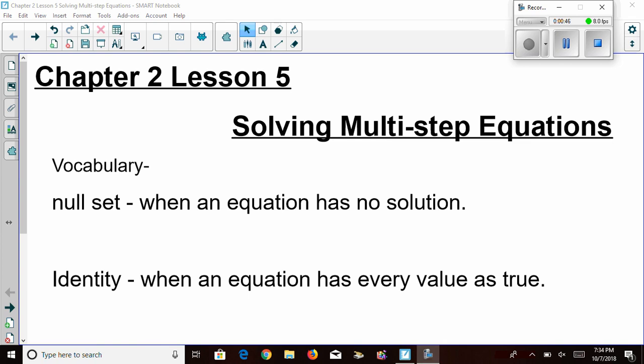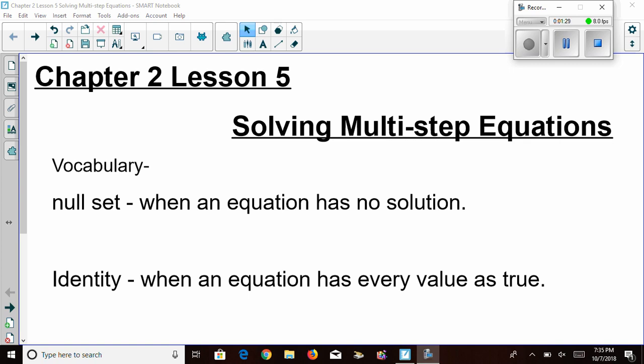First, we have the null set, which is when an equation has no solution. Null set just simply means out of all the set of numbers, nothing we plug into the equation will ever make the left side and the right side equal, which, as we know, with every solution we've ever gotten, if we check our work by plugging in the answer we got for the variable, the left should equal the right. Well, we're going to talk today about some cases where that's not true.